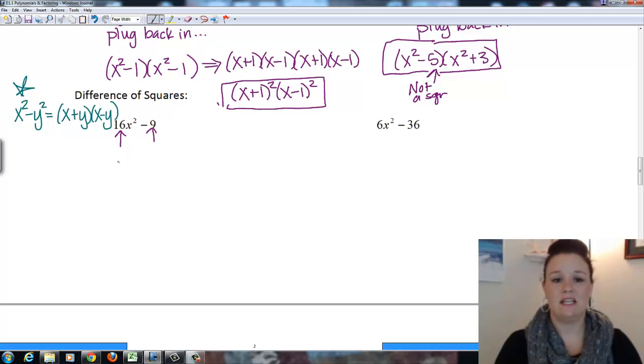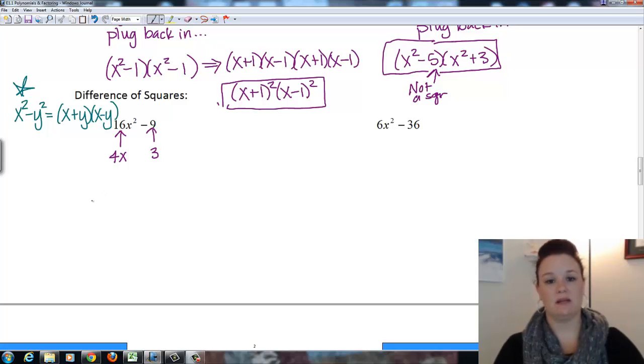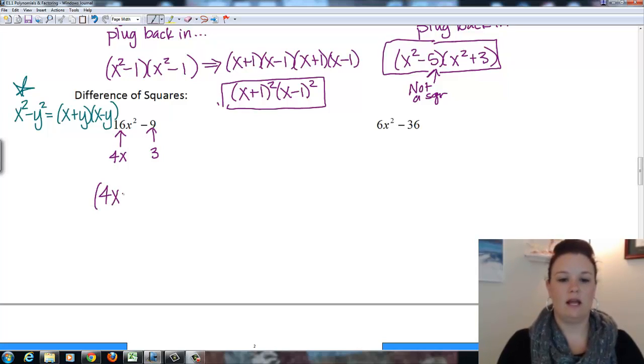Okay, in order to get 16x squared, I would have to square 4x. In order to get 9, I would have to square 3. Then I just plug it into my formula, so I do my first base plus or minus my second. So I'm going to do 4x plus 3 times 4x minus 3, and I'm completely factored.